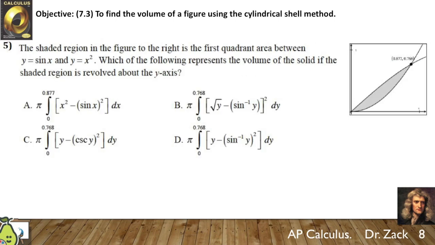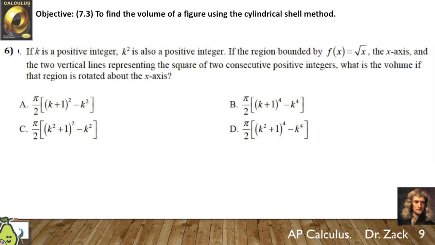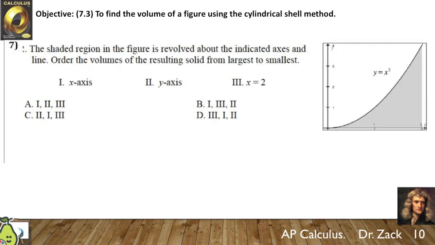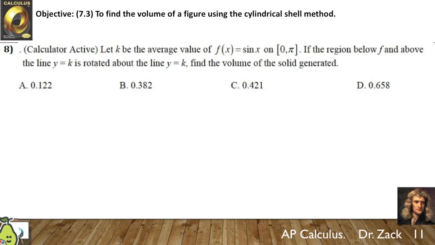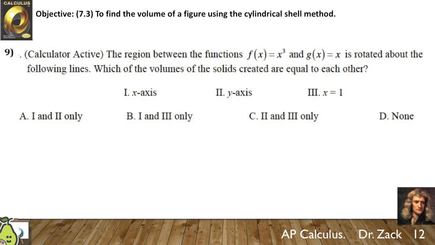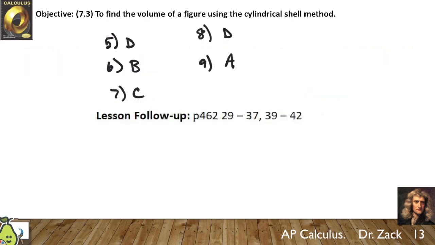So as you give number 5 a try, make certain that you set it up using the ideas that we worked with earlier. So give the multiple choice questions numbers 5 through 9 a try, and then look for the answers. All right, so the answers are shown.